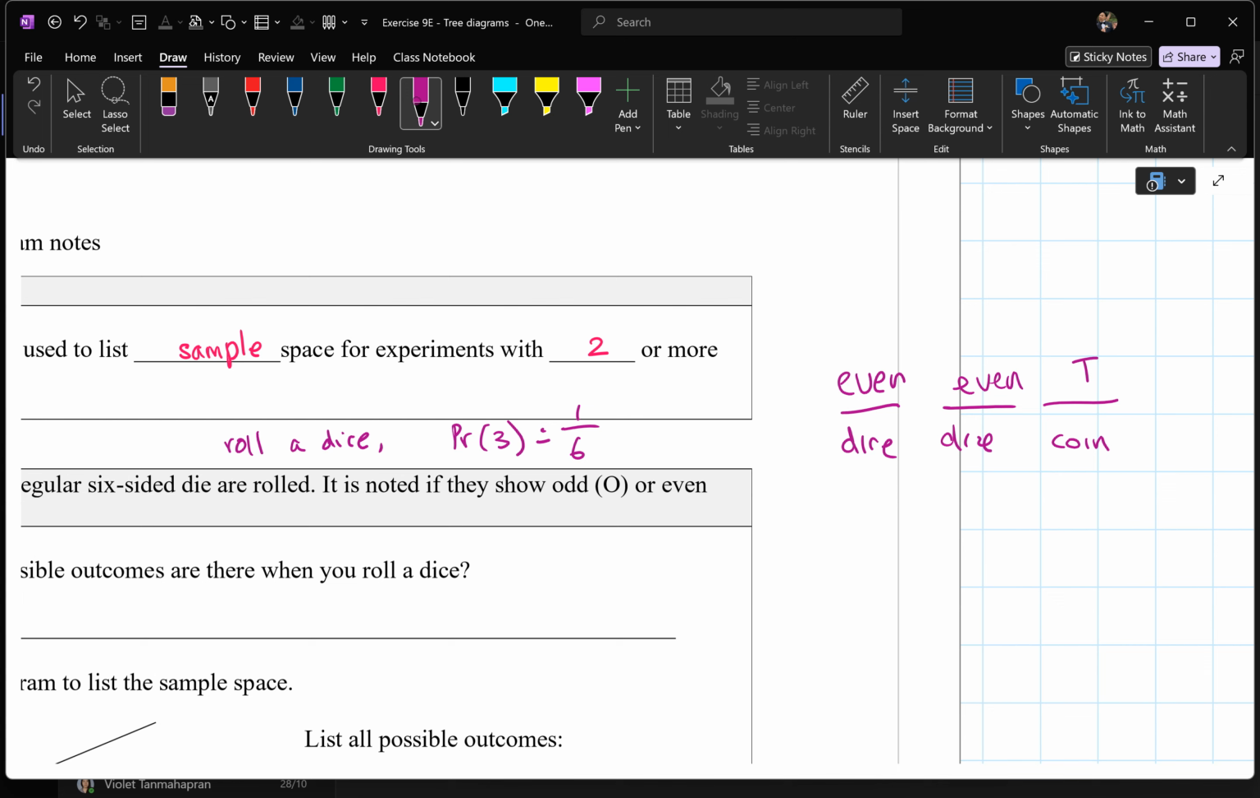Now we can work this out. See, the first one was easy. If I asked you what's the chance of getting a 3, you had no problems. But as soon as I introduce multiple steps, so what's the chances of getting an even number on the first go, even number on the second go, and then on the third go, you need to get a tails. What's the chance of that occurring?